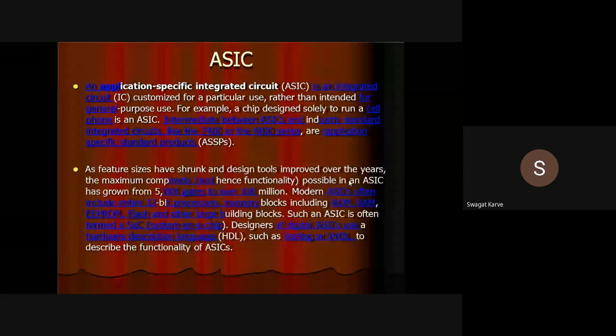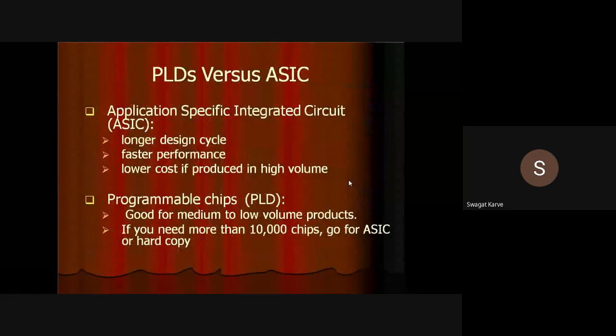Now next thing is PLDs versus ASIC. Okay, now what is the basic difference between the PLD and ASIC? Okay, now the application specific integrated circuit. So basically ASIC, features of ASIC is a longer design cycle, but obvious because if you want to design that for a specific purpose, so its design cycle is also longer. Then faster performance. Okay, it has some faster performance.